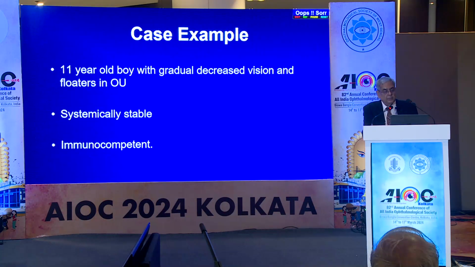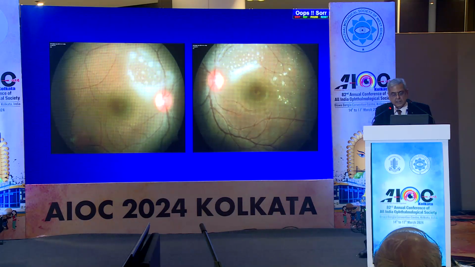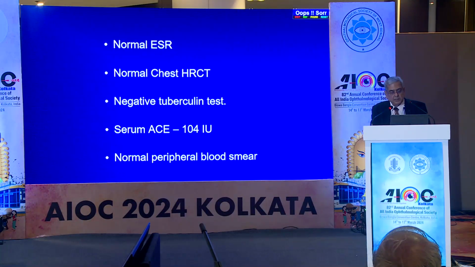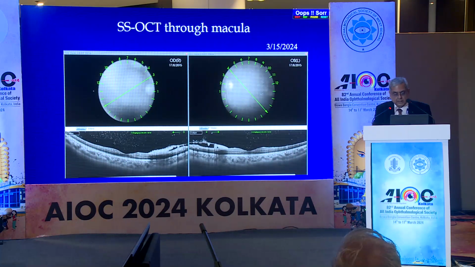This is an 11-year-old boy. I showed one case, an 11-year-old boy with gradual decreased vision and floaters. And this patient had lesions with subinternal limiting membrane deposits. What is your diagnosis? This patient had a normal ESR, the only thing was the serum ACE was elevated. The macula showed the subinternal limiting membrane deposits.